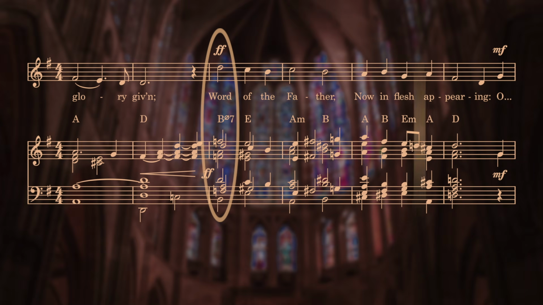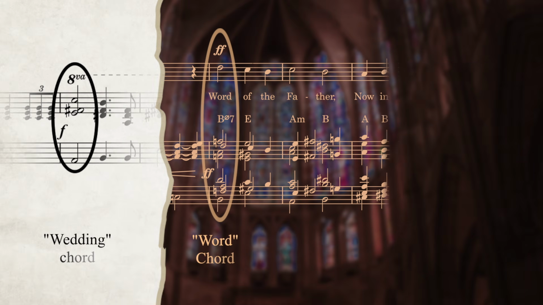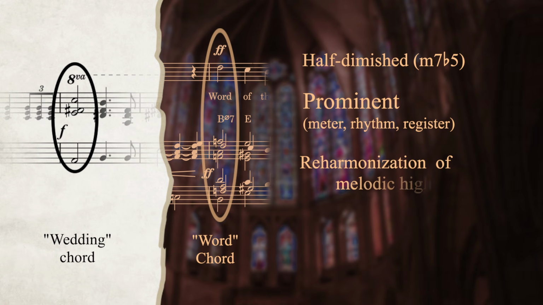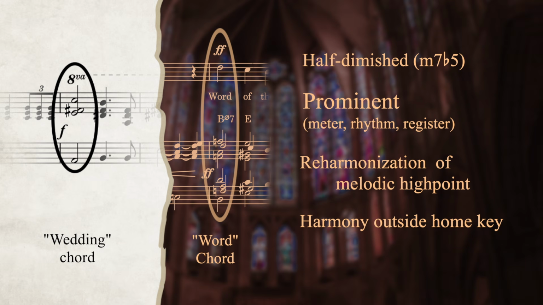Like Mendelssohn's iconic wedding chord, this is another big half-diminished 7th chord, held on the downbeat for long duration, a reharmonization of a melodic high point, and the harmony is hard to place in how it relates to the home key, because it doesn't fit into our key here, which is G major.